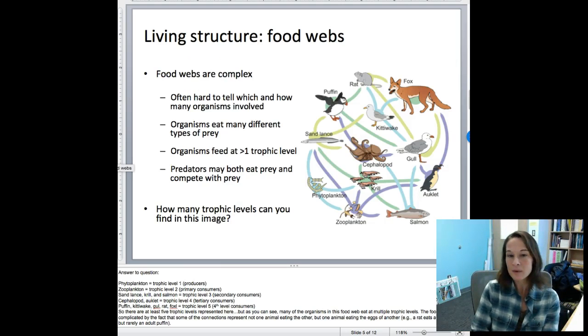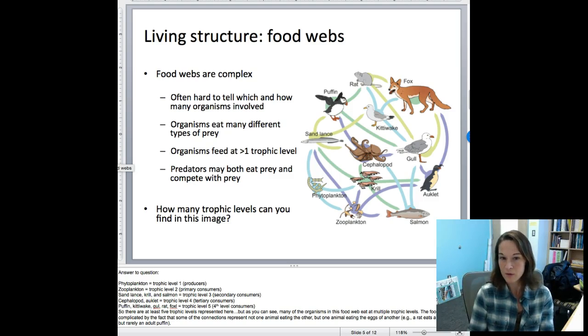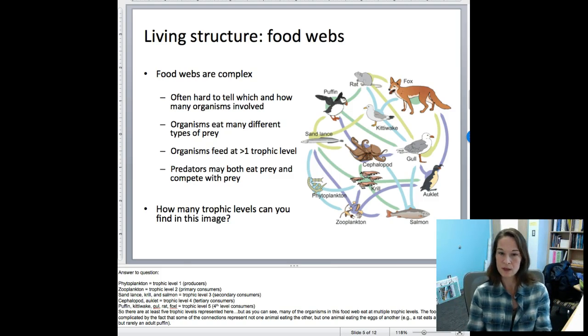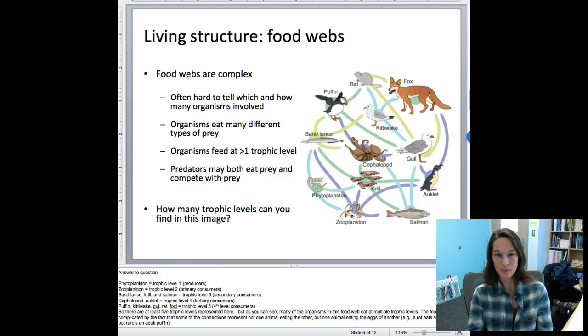Now, food webs can be fairly complex, and it can be hard to tell which and how many organisms are involved. It can also be difficult to suss out who is eating who, because organisms eat many different kinds of prey. And then, of course, they feed at more than one trophic level. Again, trophic levels are the number of levels away from the sunlight that an organism typically eats at. And then, of course, predators may also eat prey and compete with prey at some level.